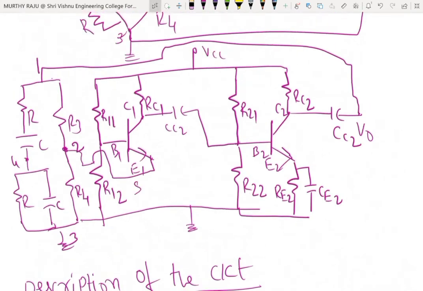This is stage 1. This one is stage 2. Stage 1 provides 180 degrees. Stage 2 provides another 180. Total phase shift is 360 degrees.